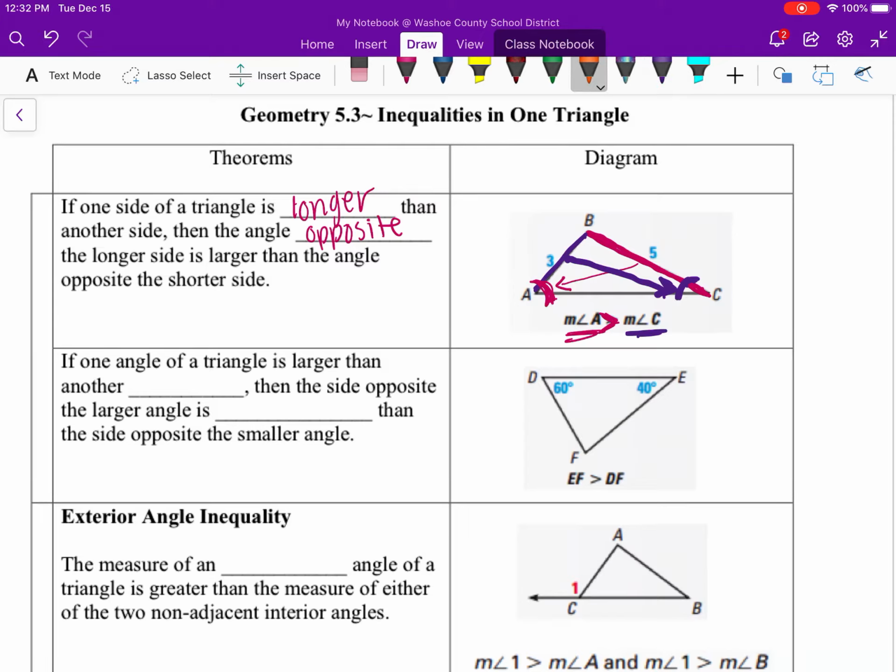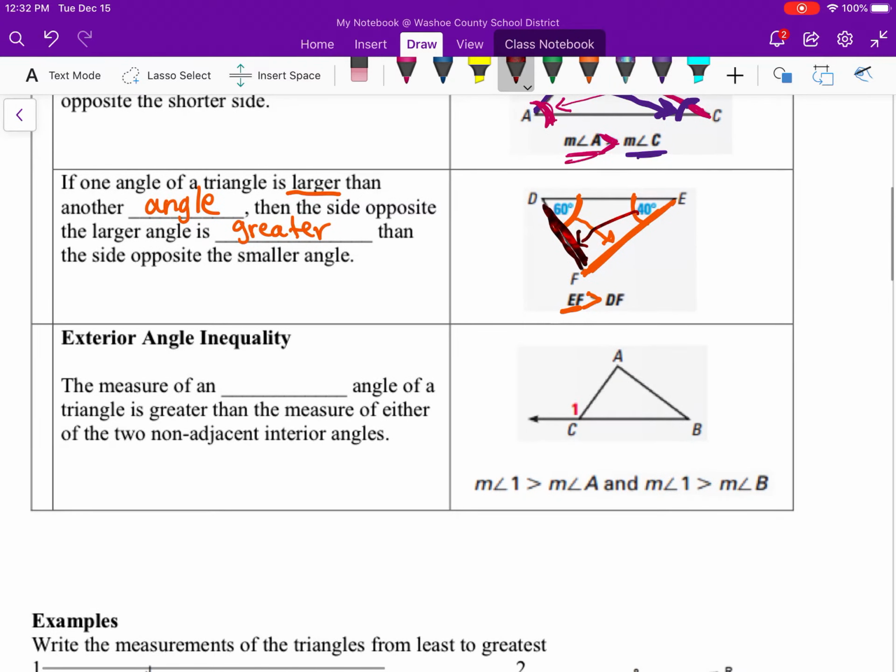The next one kind of says the same thing, but opposite. So if one angle of a triangle is larger than another angle in that same triangle, then the side opposite to the larger angle is greater than the opposite side of the smaller angle. So here, because 60 is bigger than 40, right? We have 60 and 40. 60 is obviously bigger, so when I look across, that means this side, EF, is greater than the other side across from the 40, because 40 is smaller, which means the opposite side to that 40 is going to be smaller as well. Okay?